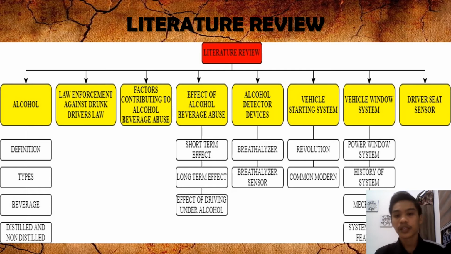To start driving, for the vehicle starting system we have two, revolution and common modern. The revolution is the old technology, and the common modern is the current technology that we use for the starting system, with a start button and the key. For the vehicle window system, for the power window we now use a rotor and a driver seat sensor. The driver seat sensor is used in this project. The driver seat sensor is located under the driver seat to detect the load of a driver.